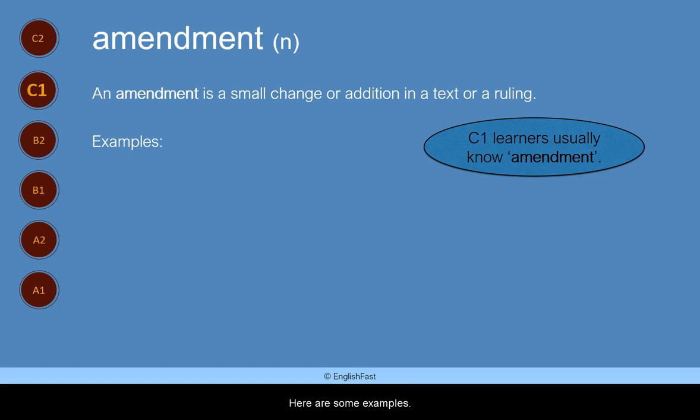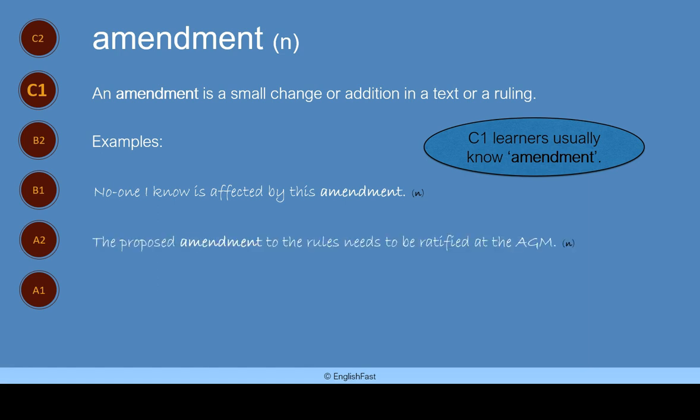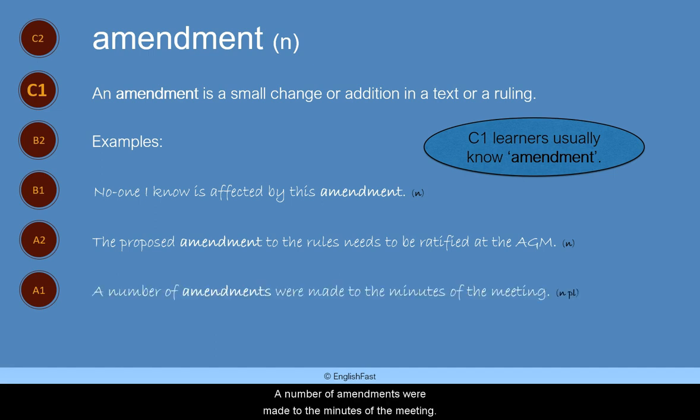Here are some examples. No one I know is affected by this amendment. The proposed amendment to the rules needs to be ratified at the AGM. A number of amendments were made to the minutes of the meeting.